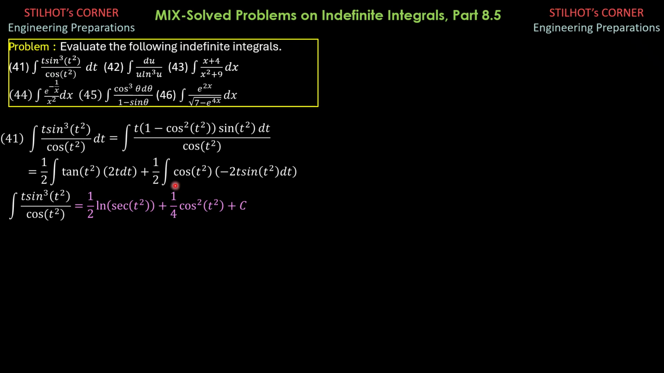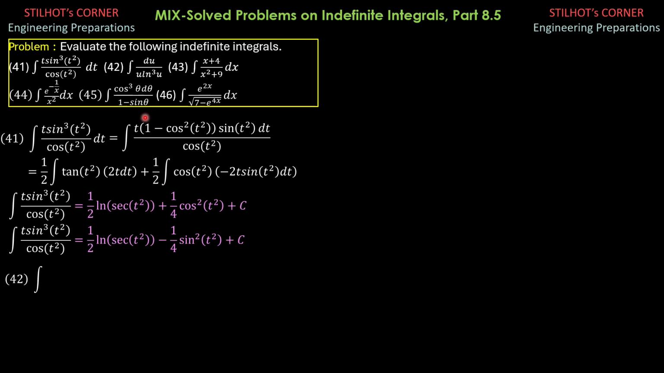So in this second integral here, if we let u be sine t square, the differential is cosine t square times 2t dt. So the answer would have been, for the second term, negative 1/4 sine square of t square plus c. So the other answer is 1/2 ln of secant t square minus 1/4 sine square of t square plus c.